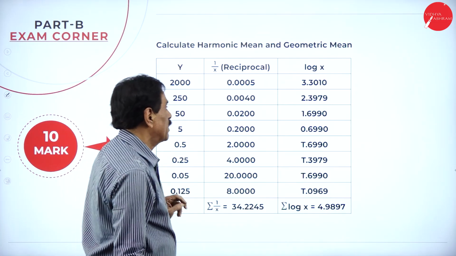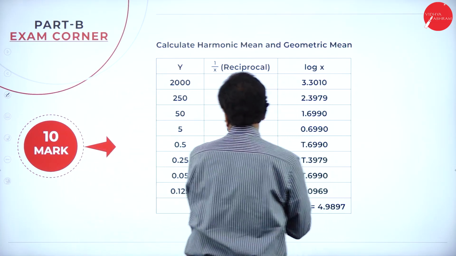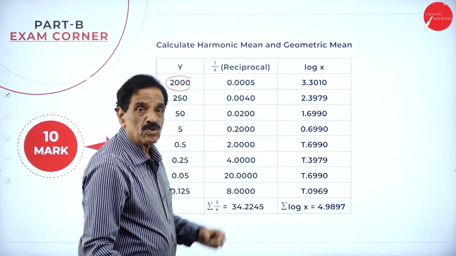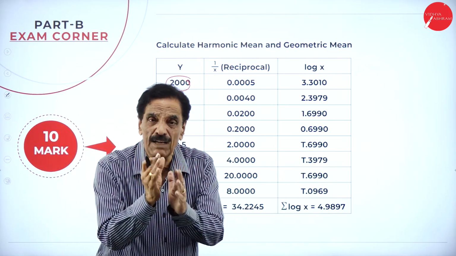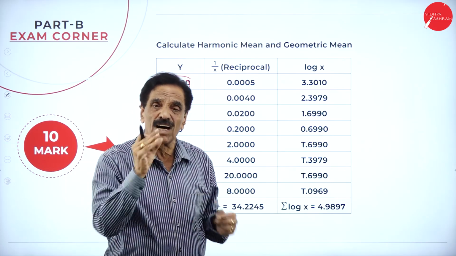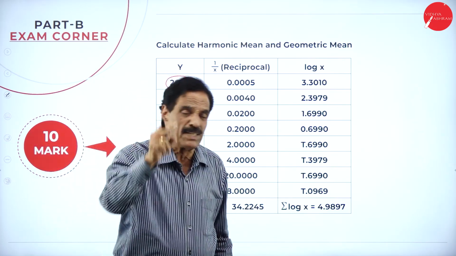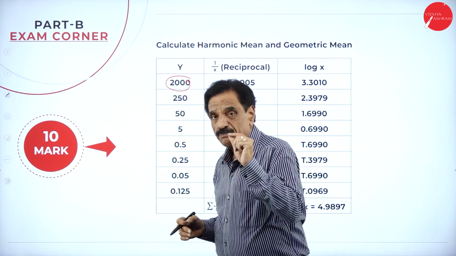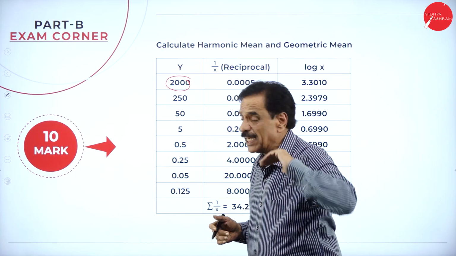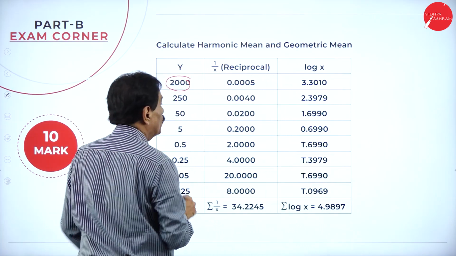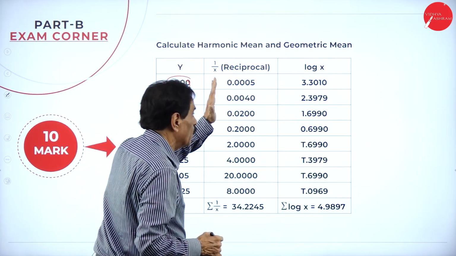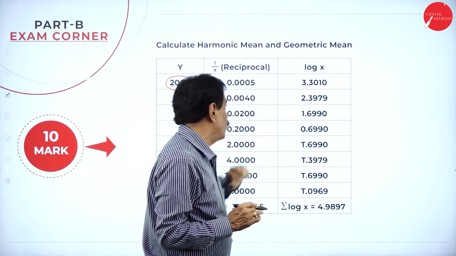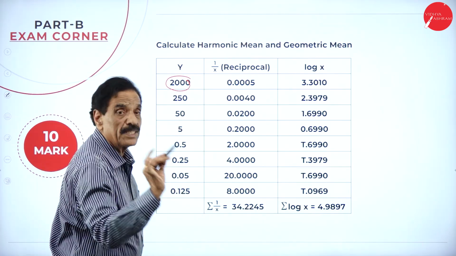34.2245. Then, regarding the log, I will tell you, how many digits are there? 4 digits. So, if you have got 4 digits, you must have 3 as the characteristic. Log is n minus 1. I will repeat. Log is n minus 1. How many digits are there? 4. Out of 4, 1 will be deducted. So 3 point, for 2000, you have to look after the 0. It will come 3.3010.